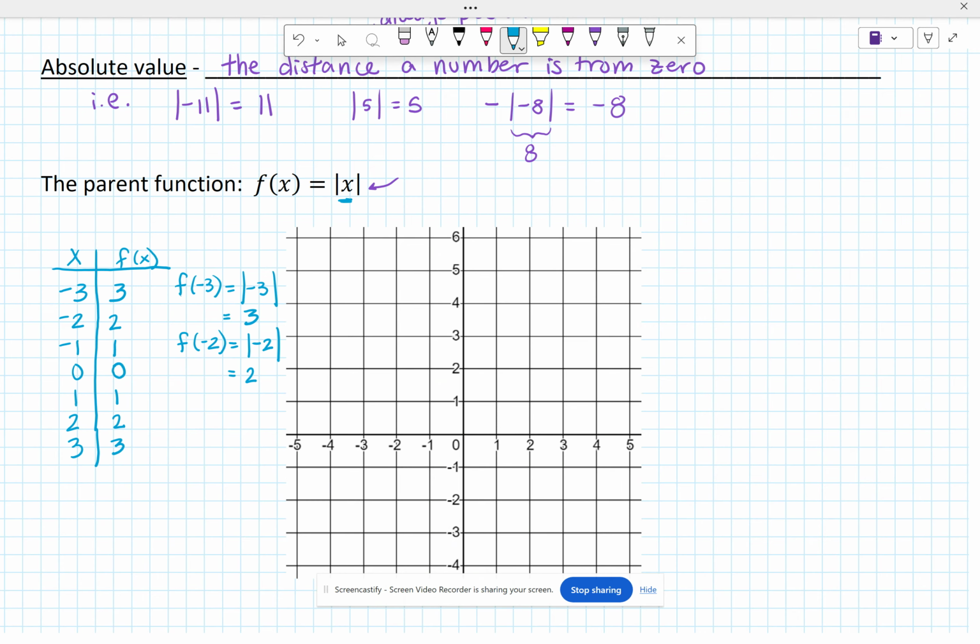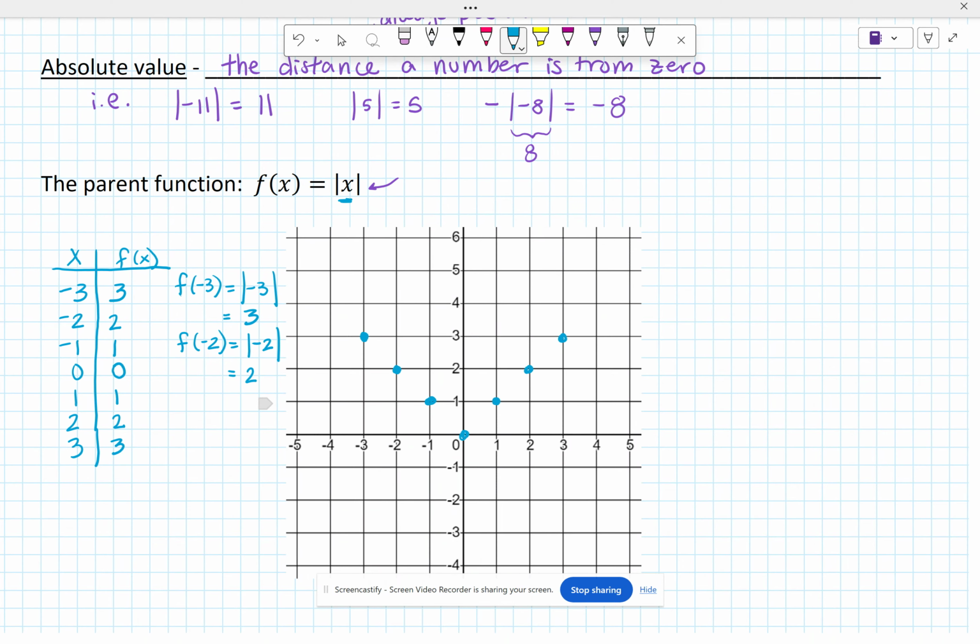When I go to graph each one of these, remember I'm doing x first, so I'm going negative 3, and then f of x is 3, so it's going to be up 3. Here's that point. Negative 2, 2. Here's a point. Negative 1, 1 is a point. 0, 0 is a point. 1, 1, 2, 2, and 3, 3.